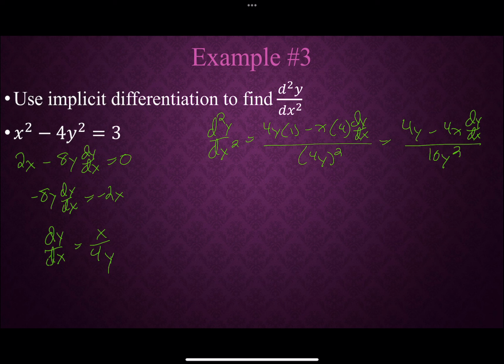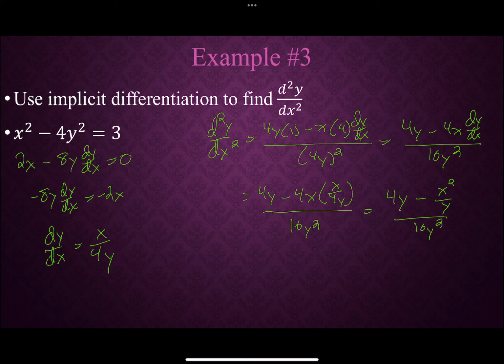We can't leave it like that because we know dy/dx is x over 4y, so we're going to substitute that into the expression. So 4y minus 4x times x over 4y. You'll find in this case the 4's cancel, kind of nice. The y doesn't, so you're still left with a fraction there. So it's 4y minus x squared over y, all over 16y squared.